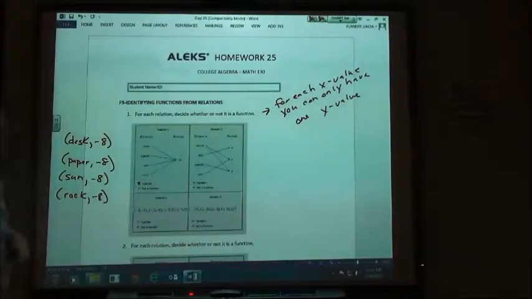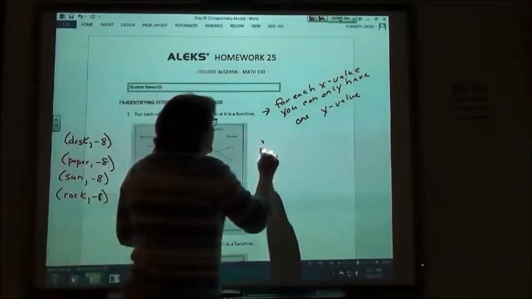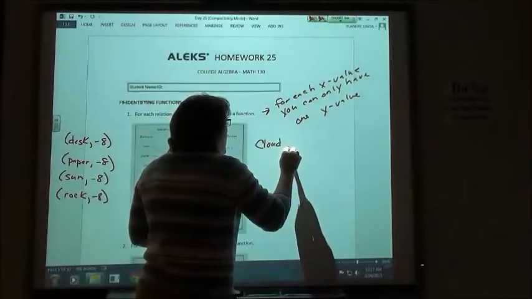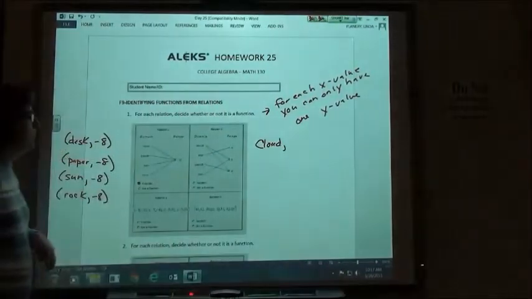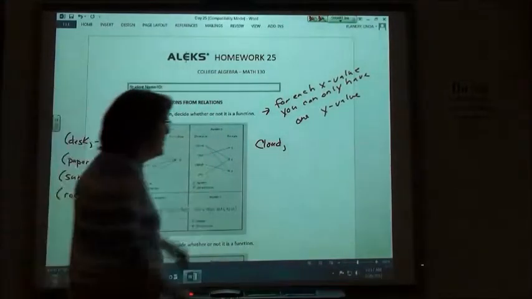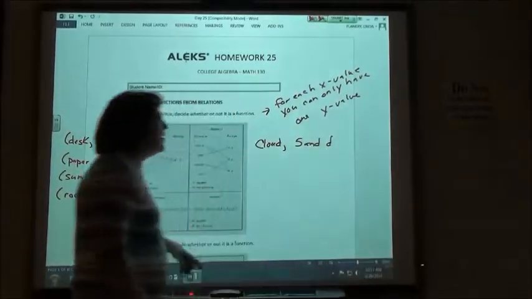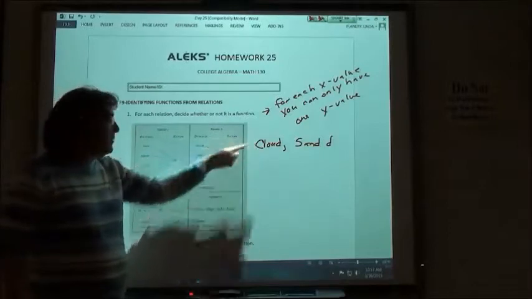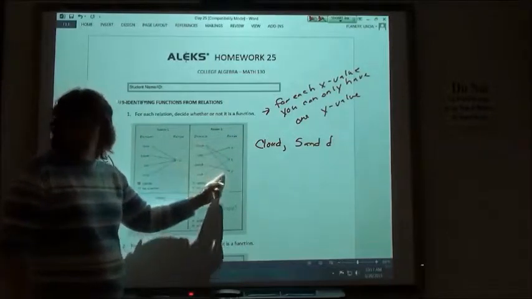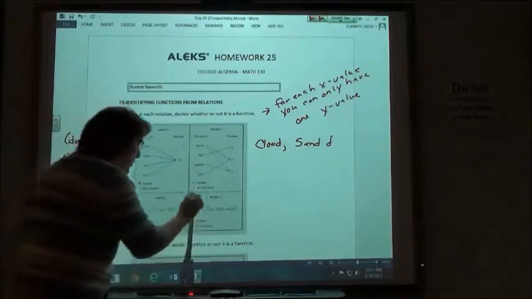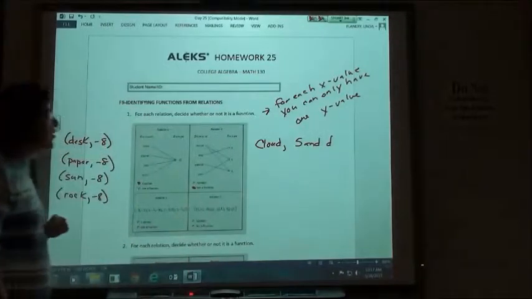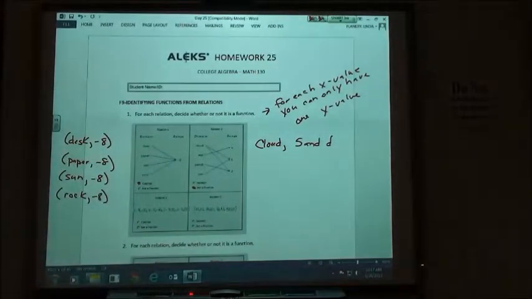Now if you look at the next one, when you have the cloud, what does the cloud go to? It goes to a 5 and a D. So this is not going to be a function because the cloud has two different values it goes to. We don't even have to check the rest of them because if any of the ordered pairs have two different values, then it's not going to be a function.